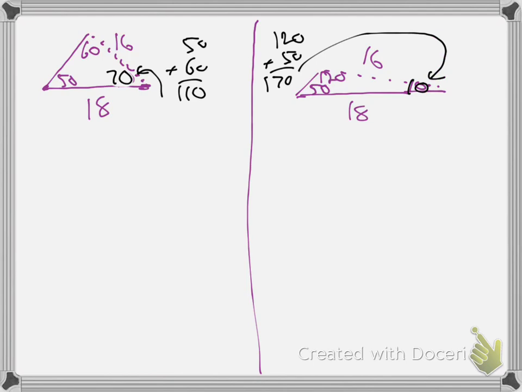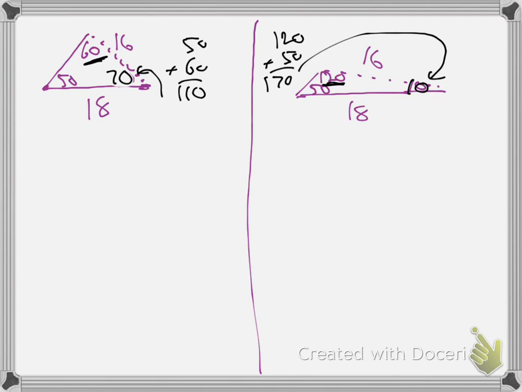Everybody tracking with me? We doing okay? This is exactly what they're going to ask us to figure out. They're going to say, okay, if there's two possible, right? 60 in one case, 120 in the other. They're both possible. Go ahead and complete both triangles.